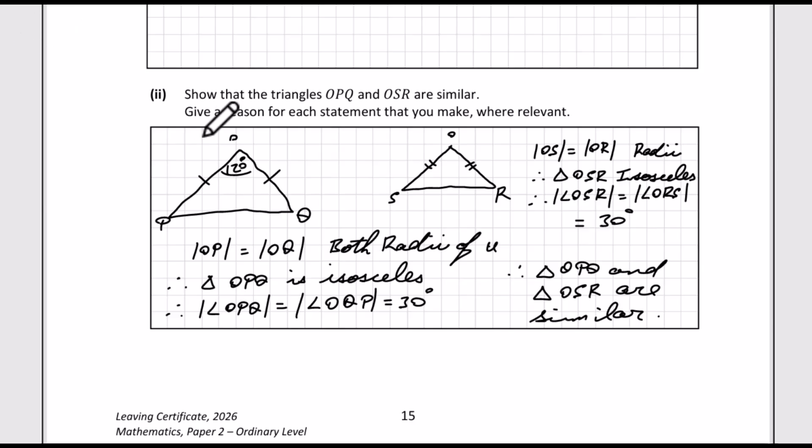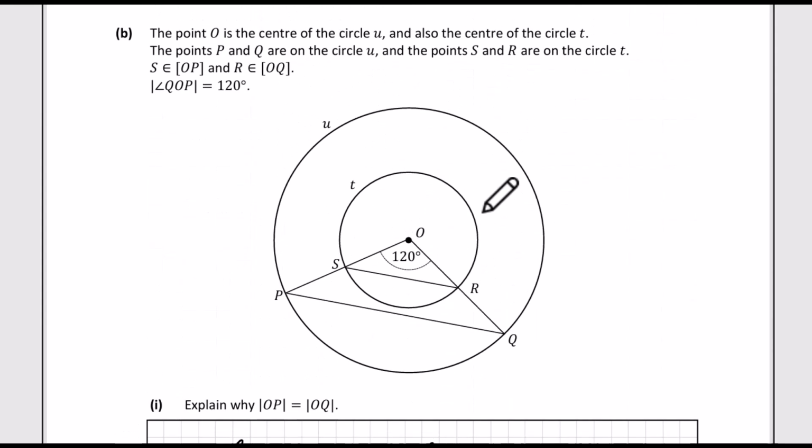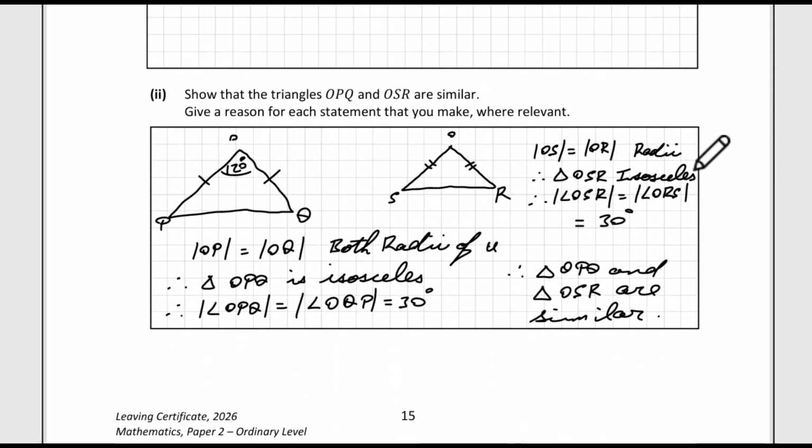All I'm saying really there is that that's a radius of U, so therefore this angle and this angle must be 30 degrees if that's 120. Same here, that's a radius of this circle T, so therefore this is also 120 degrees here, so this angle here must be 30, this angle here must be 30. So you've got 120, 30, 30, and you've got 120, 30, 30, so they're both similar. So that's really it for that question.